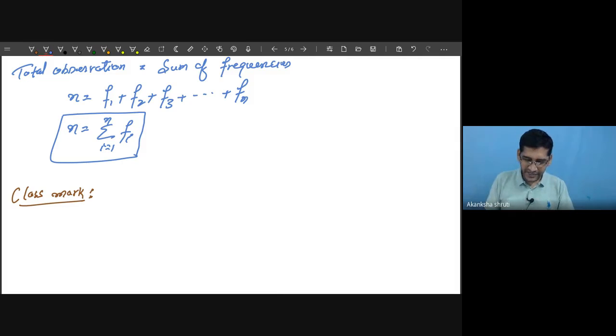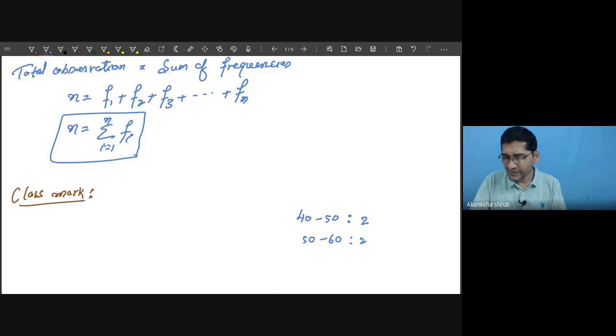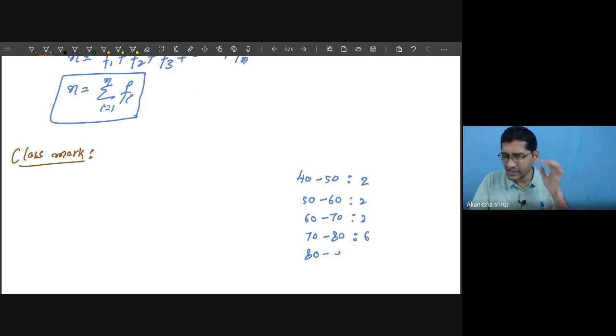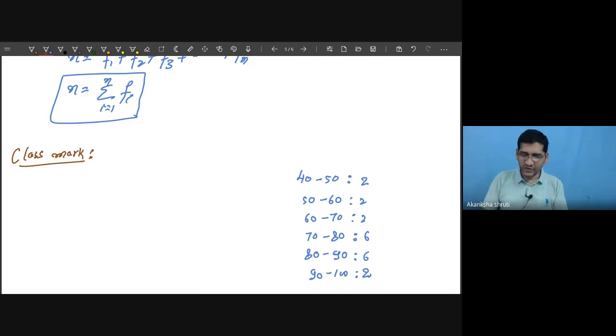Students, here we have taken the observation for 40 to 50 as 2, 50 to 60 also 2, 60 to 70 also 2, 70 to 80 also 6, 80 to 90 it is 6, and 90 to 100 it is 2. Students, now the question is that this 2 is the observation, or the number of students who are getting marks between 40 to 50.